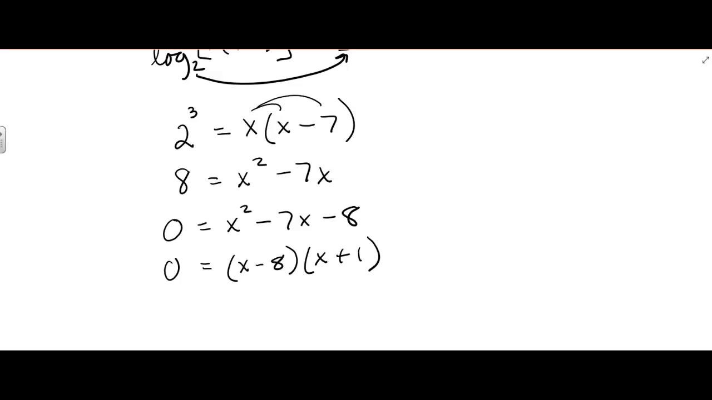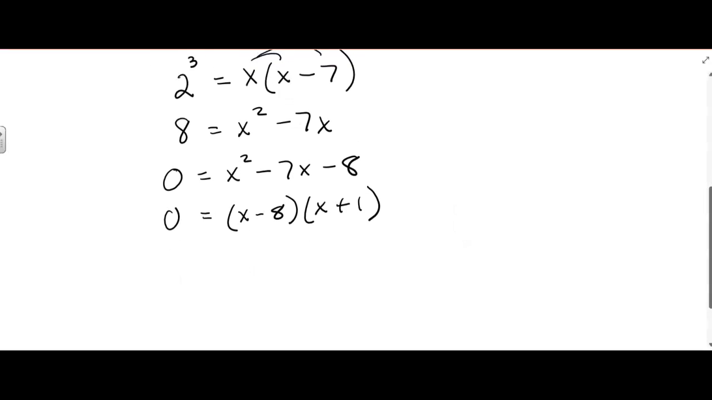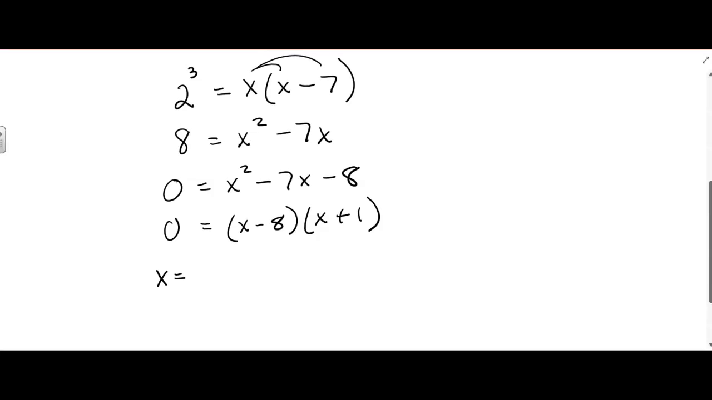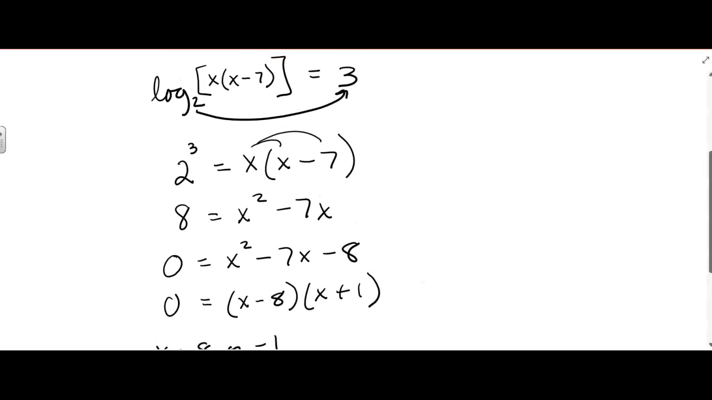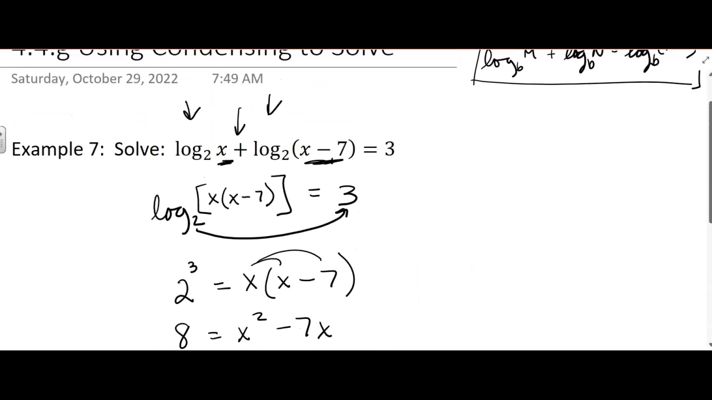Okay, so that's how we solve this quadratic equation. And I get two answers for x. x equals 8 or negative 1. But remember, we always have to check our answers on these. Okay, so did we check our answers on the last one? I'm going to have to go back and look. Nuts. Okay, 8 or negative 1.